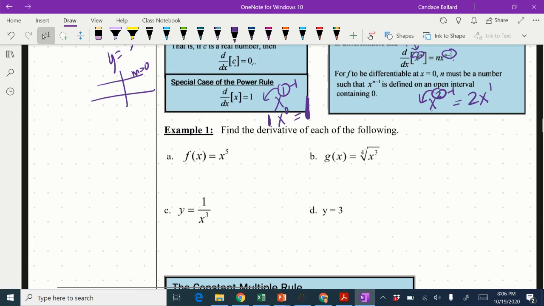So let's go ahead and make it a little bit more complicated. Find the derivative of each of the following. So the derivative of f of x equals x to the 5th. I'm going to take the 5 and bring it in front. I'm going to write my derivative notation, f prime of x. So bring 5 to the front, subtract 1 off the exponent, I get 4.